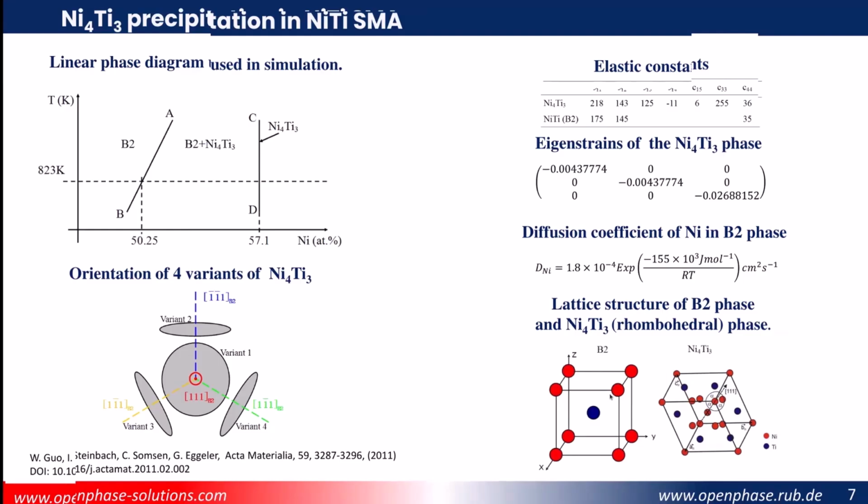So there are two cubic lattices put together, one containing nickel atoms and another one titanium atoms. But the rhombohedral symmetry of the Ni4Ti3 precipitates comes with a characteristic eigenstrain, or distortion of the lattice. It slightly contracts in two directions and expands by almost 2% in the 1-1-1 direction.